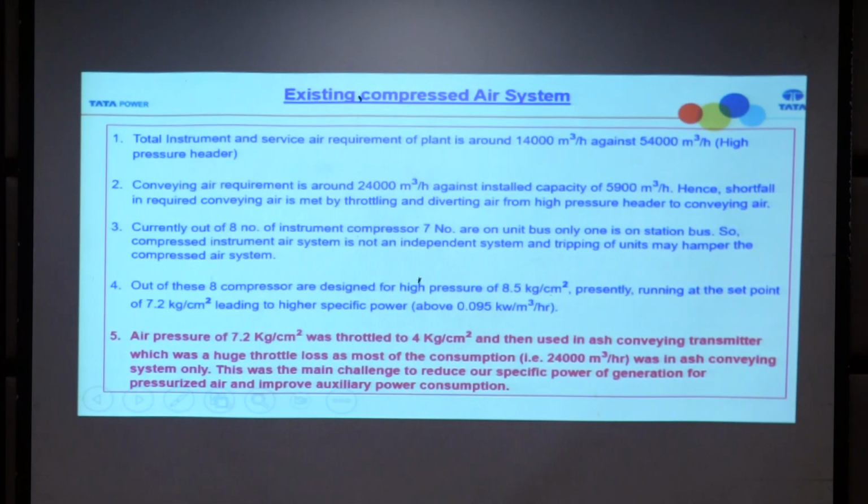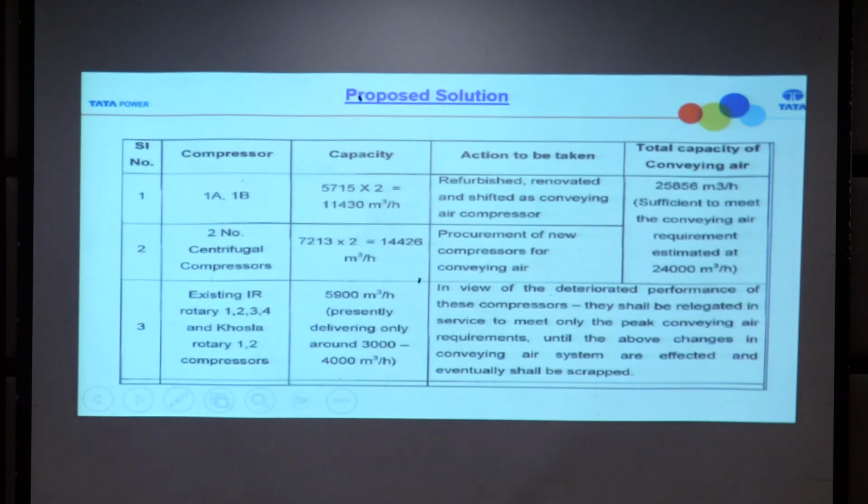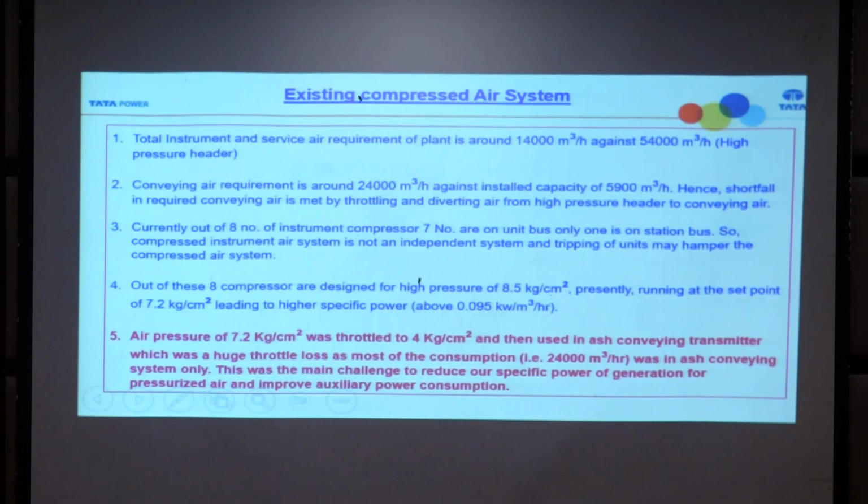What is the existing compressed air system? The total instrument air and service air requirement is around 14,000 cubic meter per hour against 54,000 cubic meters per hour from the high pressure header, which is basically generated by the centrifugal compressors. The conveying air requirement is 24,000 cubic meter per hour. It is almost 10,000 cubic meter more than the instrument air requirement, but the pressure is almost 2 to 2.5 kg less than the instrument air pressure generated.